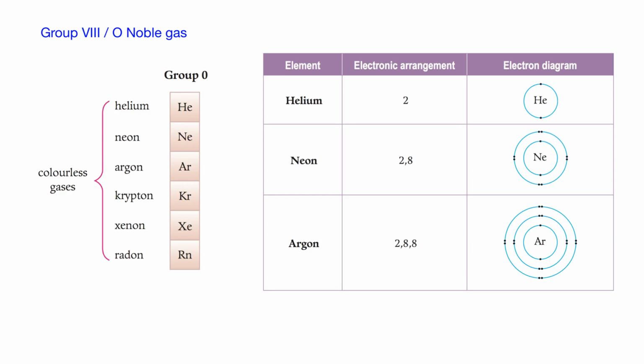And for group 8, sometimes we call it group 0 as well. We call those noble gases. Do pay attention to spelling, okay? Don't spell it wrong as Nobel. And for noble gases, we have helium, neon, argon, krypton, xenon, and radon.